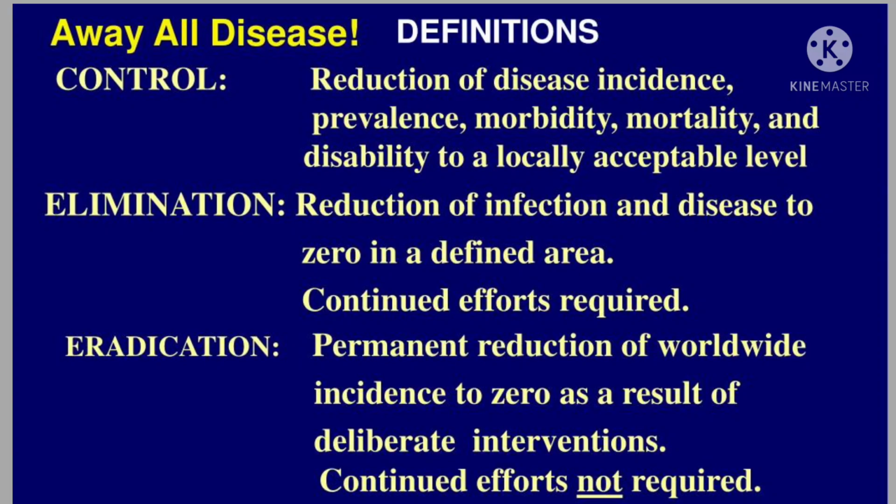Control means reduction of disease incidence, prevalence, mortality, morbidity and disability to a locally acceptable level, and elimination is reduction of infection and disease to zero in a defined area, but continued effort is required. Elimination means the disease agent is present but there is no incidence of disease, that is zero incidence by interrupting the transmission. Let's take polio as an example.